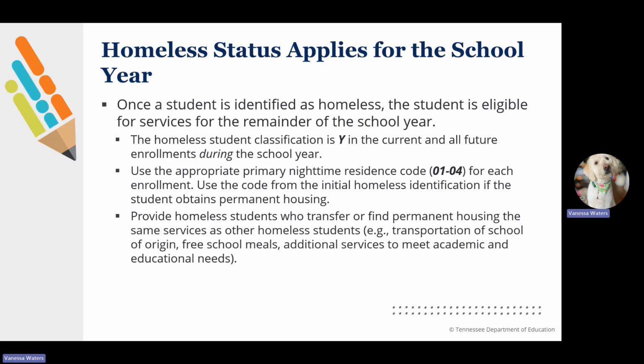Please be sure to use the appropriate primary nighttime residence code 01 through 04 for each enrollment. It is also important to note that you will use the code from the initial homeless identification if the student obtains permanent housing. Provide homeless students who transfer or find permanent housing the same services as other homeless students. For example, transportation to school of origin, free school meals, additional services to meet academic and educational needs.